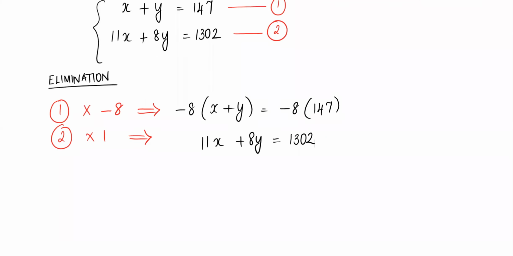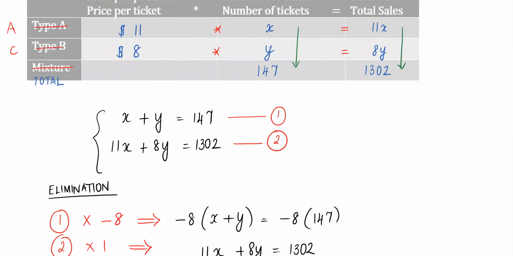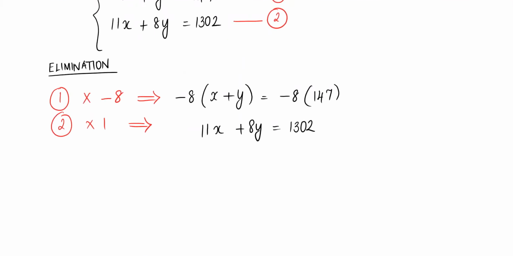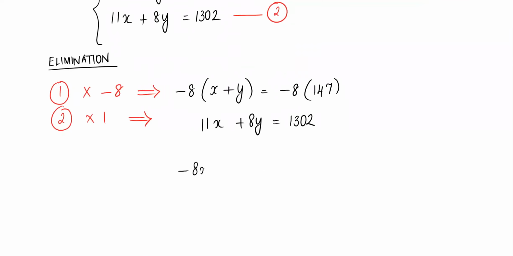Well, let's multiply this out. So that's going to be -8x, -8y equals, multiply these two, you get -1176. And I have 11x plus 8y equals 1302.